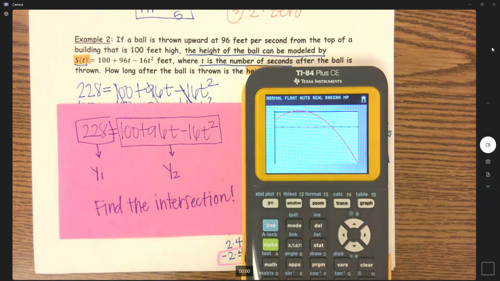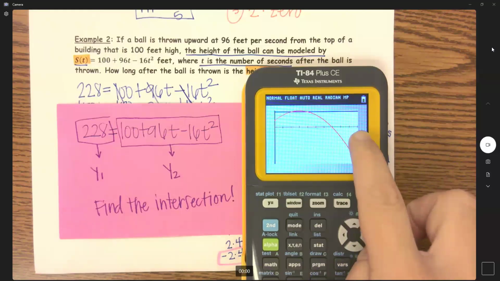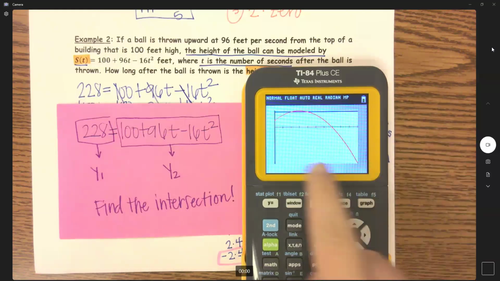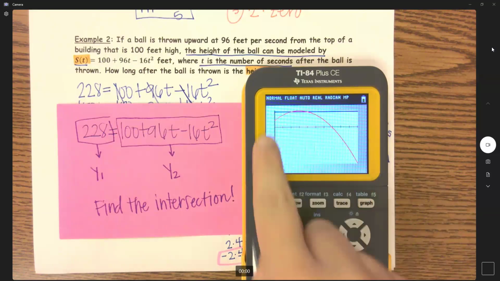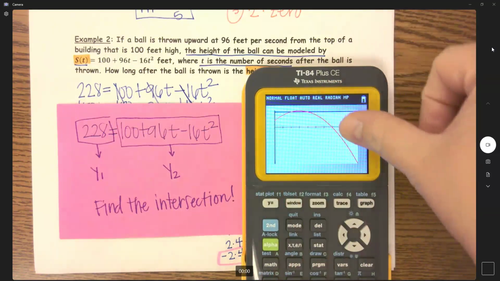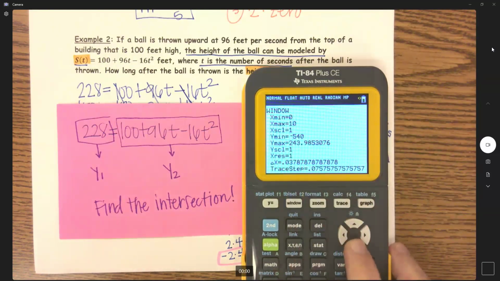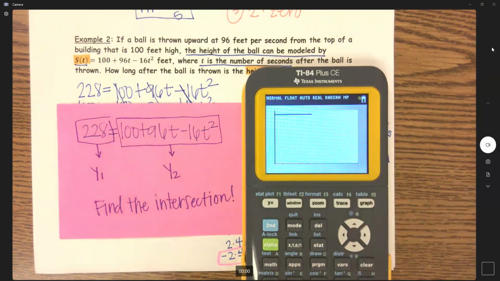Now we can make this graph a little bit better. Sometimes you're going to get, and I think it's just because we went all the way to x equals 10, but I don't need this empty space below, because I don't think the ball is going to be traveling below the ground right there. So I'm going to go back into the window and change my y min to also 0. And that should give me a little bit better of that graph right there.